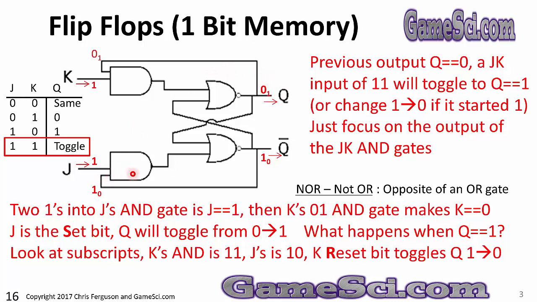Two ones on J's AND gate is J equal to 1, so the 1 will pass through to this OR gate. With a 1 on that OR gate, it guarantees that the NOT OR will output a new value of 0. When the NOT OR inputs a new value of 0, that will feed into this gate. With two zeros on the input of this OR gate, NOT OR becomes a 1, and the 0 toggles to a 1. What happens when Q equals 1? Look at the subscript. K's AND would then be 1, 1. J's AND would be 1, 0. The K reset bit toggles Q from 1 to 0.